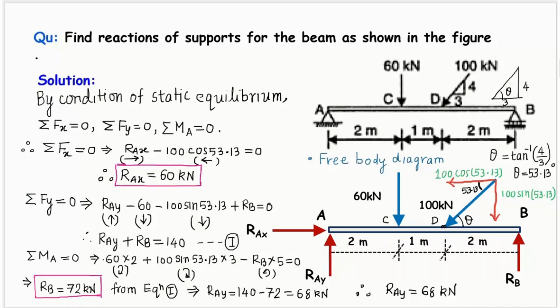So all the forces required to show the support reactions we can easily calculate by using the conditions of static equilibrium. So you can use a similar procedure to solve the problem when inclined loads are given to you.